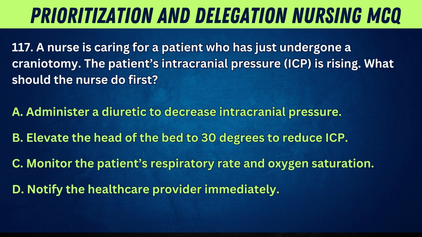117. A nurse is caring for a patient who has just undergone a craniotomy. The patient's intracranial pressure, ICP, is rising. What should the nurse do first? A. Administer a diuretic to decrease intracranial pressure. B. Elevate the head of the bed to 30 degrees to reduce ICP. C. Monitor the patient's respiratory rate and oxygen saturation. D. Notify the healthcare provider immediately.